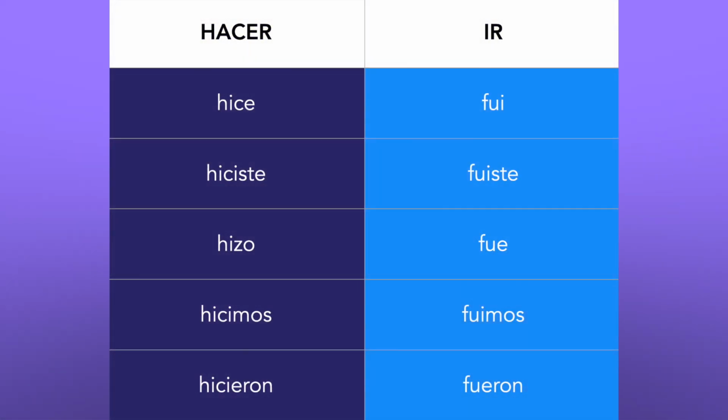Take the verbs hacer and ir, for example. Hacer, yo hice, tú hiciste, él, ella, usted hizo, nosotros hicimos, ellos, ellas, ustedes hicieron. Or el verbo ir, yo fui, tú fuiste, él fue, nosotros fuimos, ellos fueron. Notice there is definitely a different pattern. The ending is different. And sometimes there's even a stem change or something that changes in the root of the word. So there might be a difference on the beginning, the end, or both.